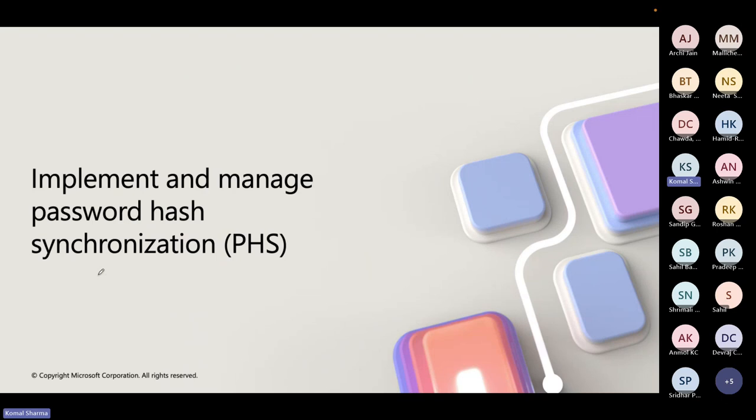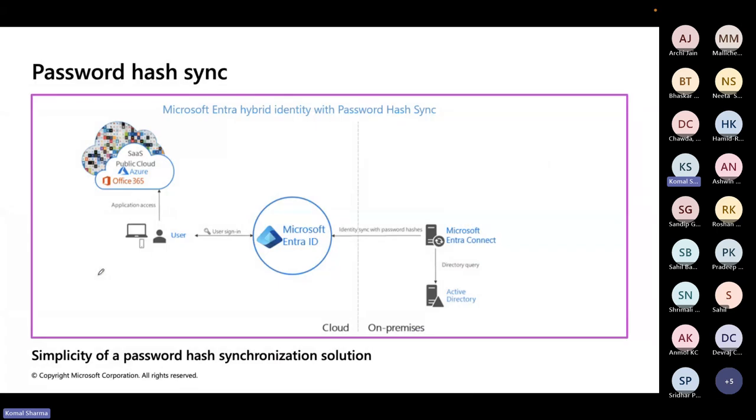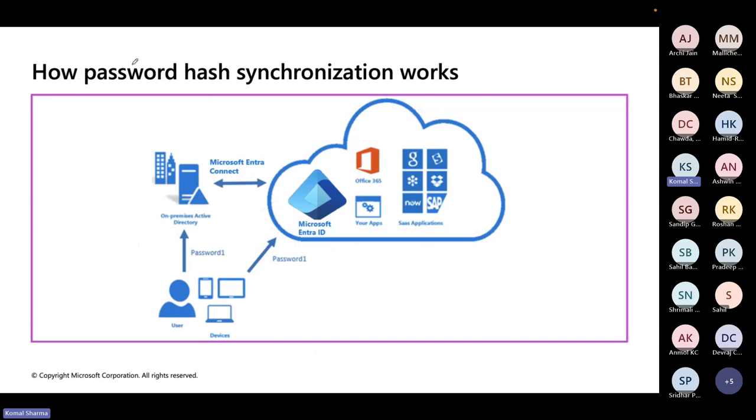Now, when you are moving to your hybrid setup, there are different methods for authentication. The first one is password hash synchronization. In password hash synchronization, all your authentication processing is done on the cloud. In Active Directory Domain Services, your password is stored in the form of a hash value.